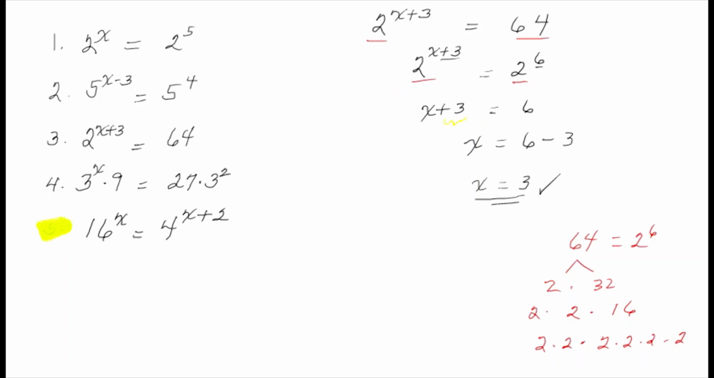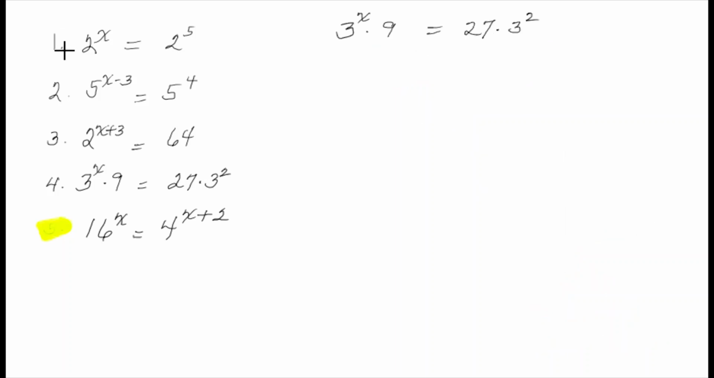All right, let's try the 4th one. Okay, so here we are now. This is a little different now. Remember, these are bases. So this is 3 to the x. It's not written, but this is really 9 to the 1st power, right? That's really 9 to the 1st power. This is 27, this is 3.